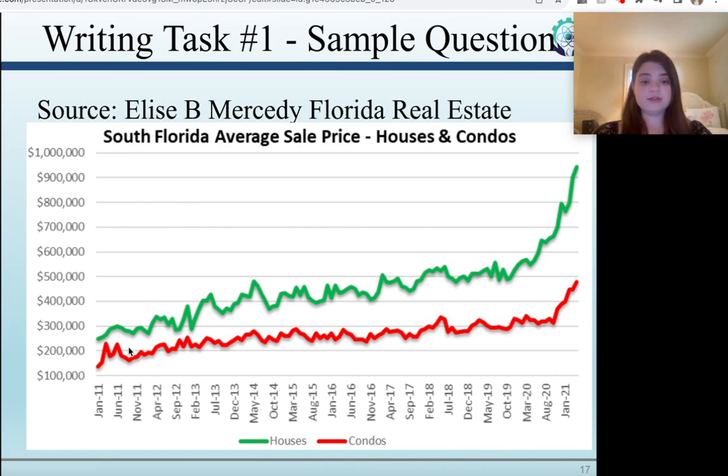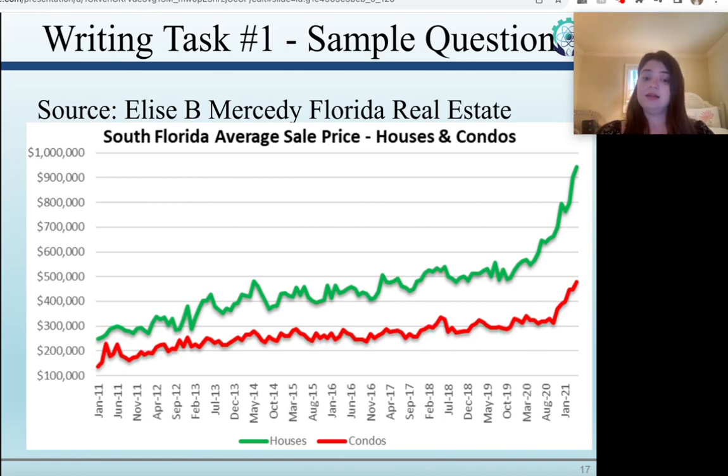And then same with houses. Houses started at about $250,000 average sale price in Southern Florida. And then in January of 2021, now they're at $950,000, right? So just $50,000 less than $1 million for the average house in January 2021, right? And so clearly for both, whether it's houses or condos, real estate prices in Southern Florida increased over time. So that's one big trend we see.